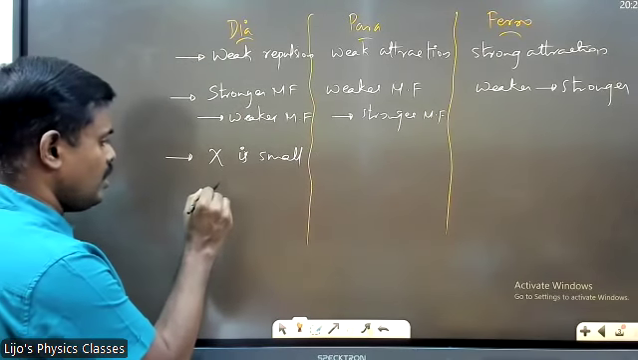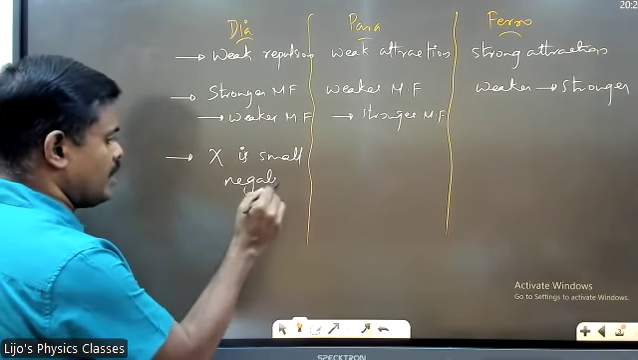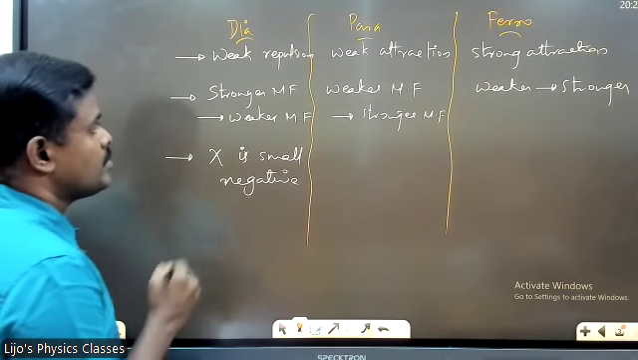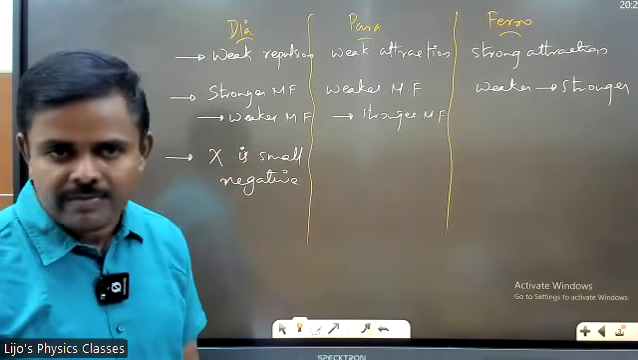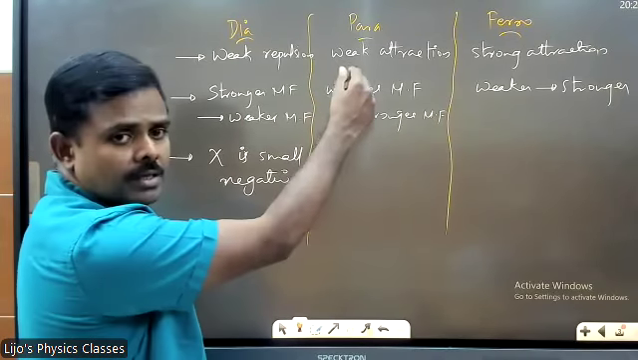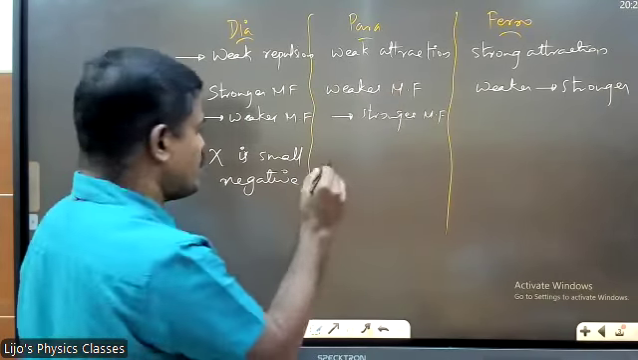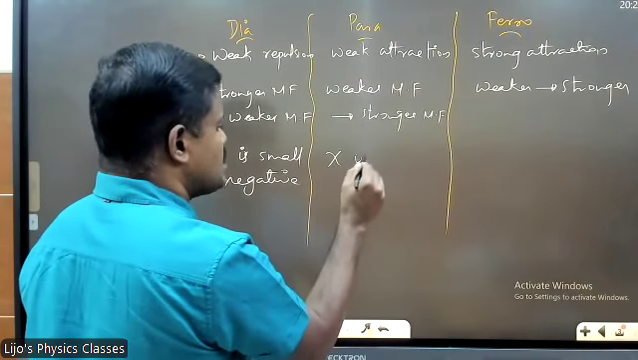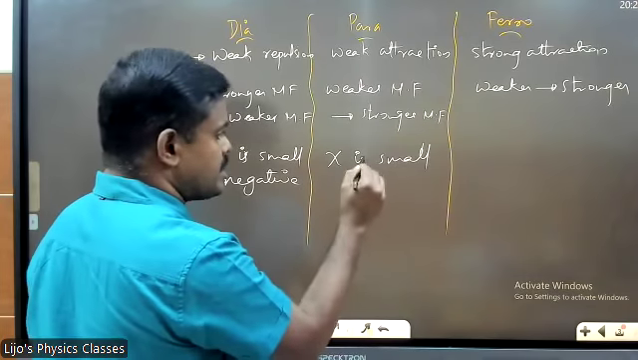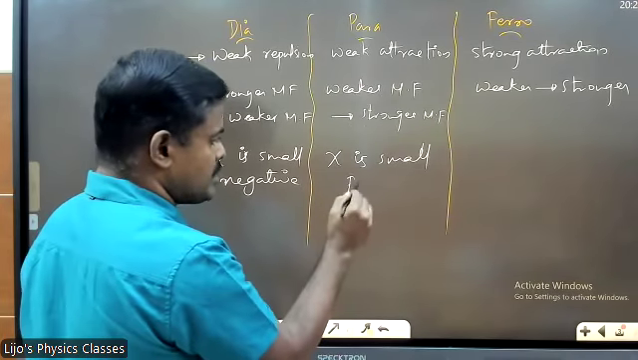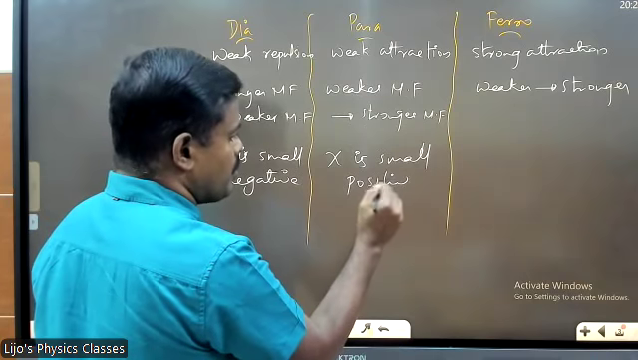And chi is small, chi is negative as well. Why negative? Because it is repulsion. Repulsion, we call it negative, right? Chi value is negative. How about this one? I said weak attraction. Weak means chi is again small, just like dia. But it is attraction, right? Attraction means chi value has to be positive.